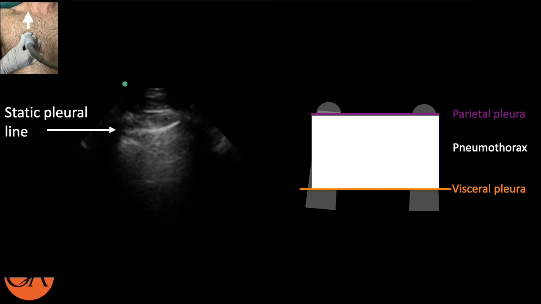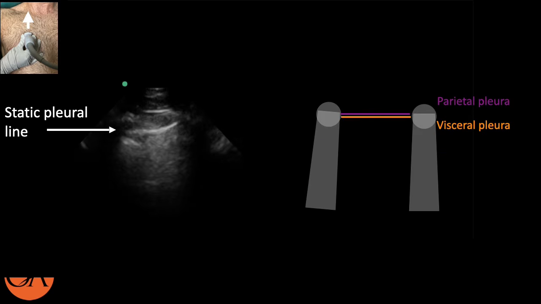In contrast, when the visceral and parietal pleura are separated by air, i.e. a pneumothorax, the air reflects all of the ultrasound energy back to the transducer, preventing the transducer from seeing anything deep to the air. This prevents the ultrasound machine from visualizing the dynamic movement of the visceral pleura and instead generates an ultrasound image of a motionless pleural line, representing the always static parietal pleura.